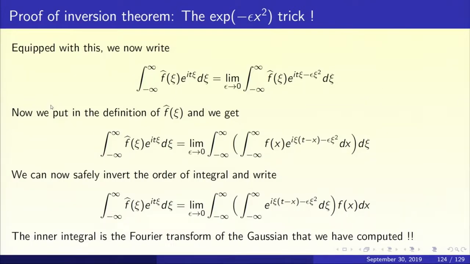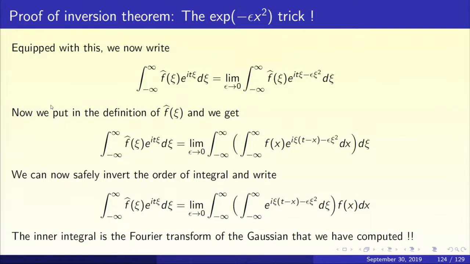So what we do is the following. We write integral minus infinity to infinity f hat of chi e to the power i t chi as limit epsilon goes to 0, integral minus infinity to infinity f hat of chi e to the power i t chi e to the power minus epsilon chi squared d chi. I have introduced an e to the power minus epsilon chi squared in the integral, and I am allowing epsilon to go to 0. So now let us look at this integral with the epsilon business thrown in.